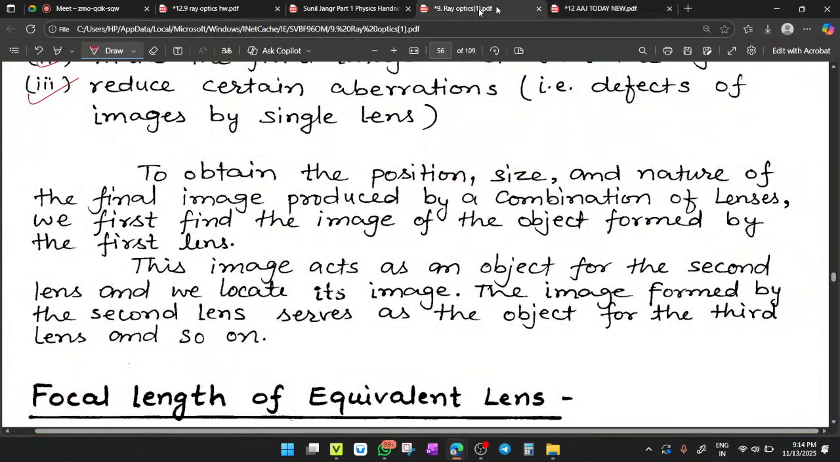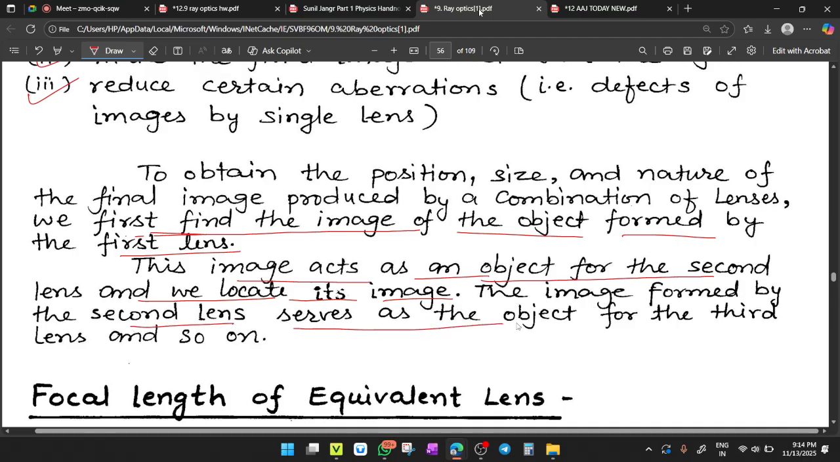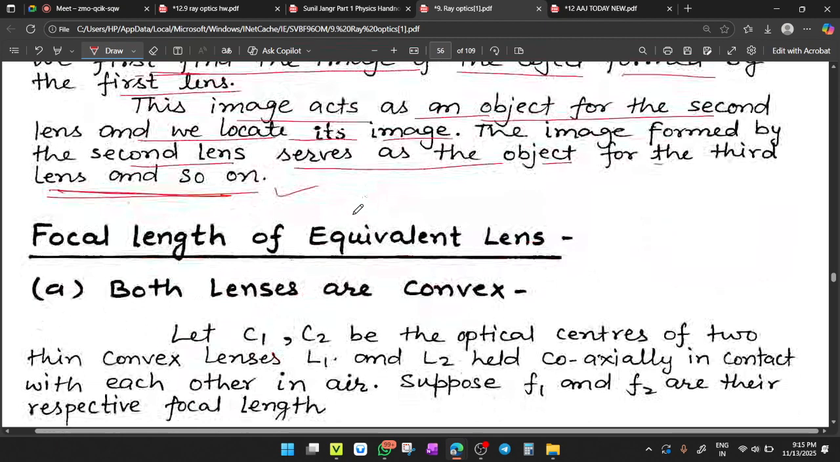The same concept applies here. To obtain the position, size, and nature of the final image produced by a combination of lenses, we first find the image of the object formed by the first lens. This image acts as an object for the second lens, and we locate its image. The image formed by the second lens serves as the object for the third lens. If there are three lenses, then the image formed by the second lens will behave like an object for the third lens, and so on.